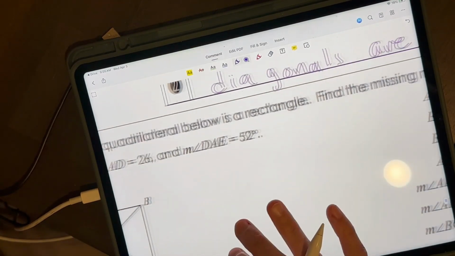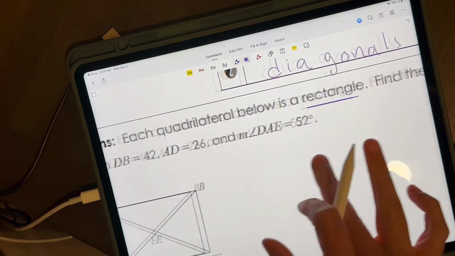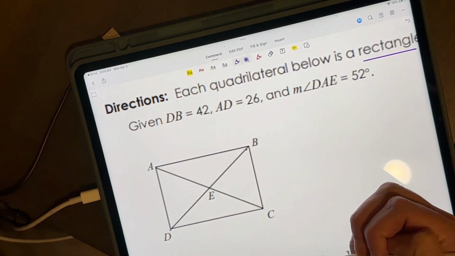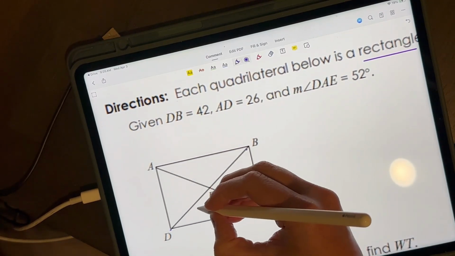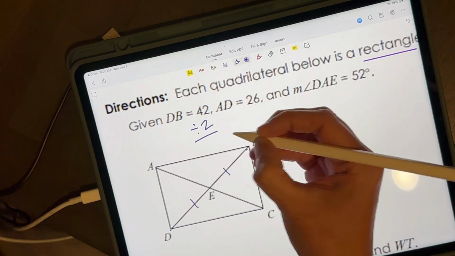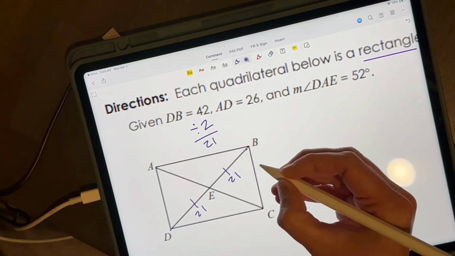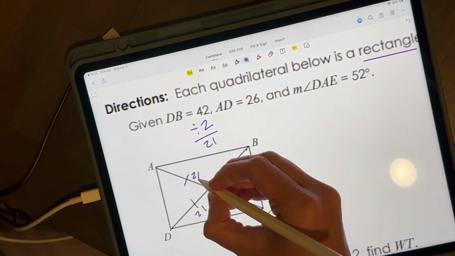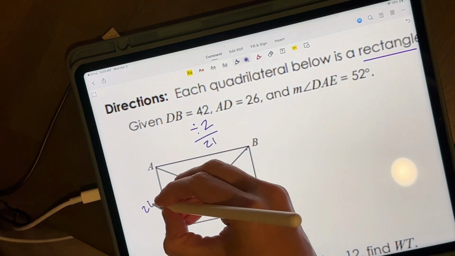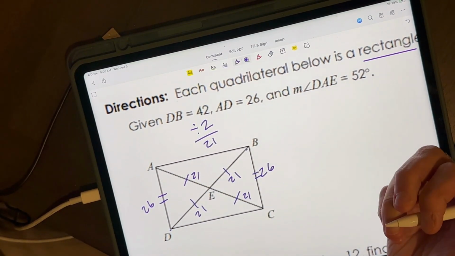All right. Each quadrilateral below is a rectangle, so we already know it is a rectangle. Find the missing measurements. If D to B is 42 for the whole thing, those are congruent, so you could divide this by 2. And D to E would be 21, right? So that's 21, and this is 21, which means these ones are also 21. AD is 26. That means BC is also 26.